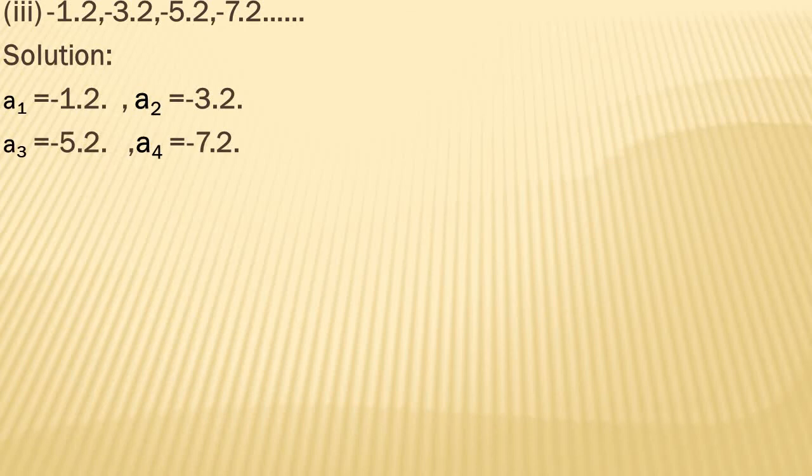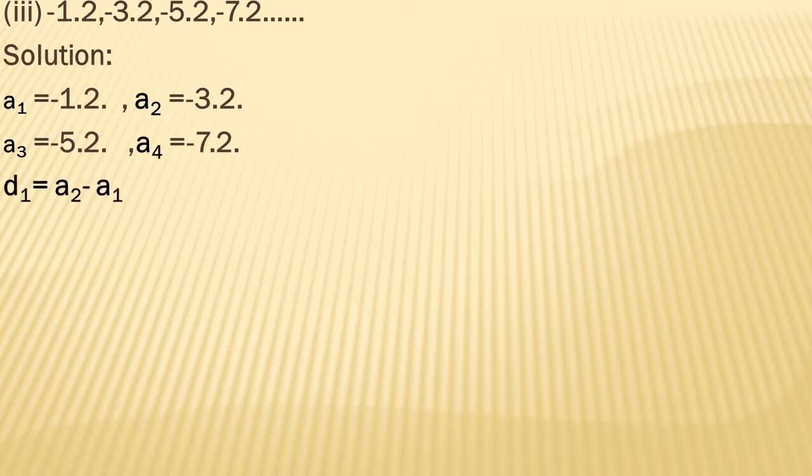It's very simple. Write down the terms. Okay, write all the terms: first term, second term, third term. In this case, the first term is minus 1.2. Second term is minus 3.2. Third term is minus 5.2. Fourth term is minus 7.2. In the same way, find out the common difference and check whether it is constant or not.